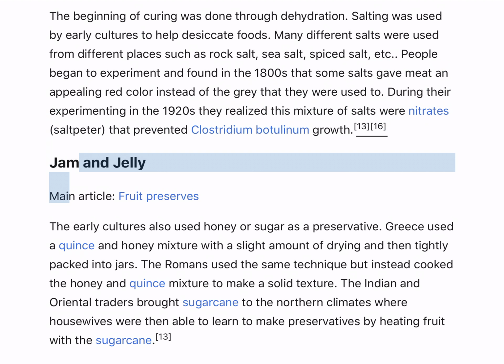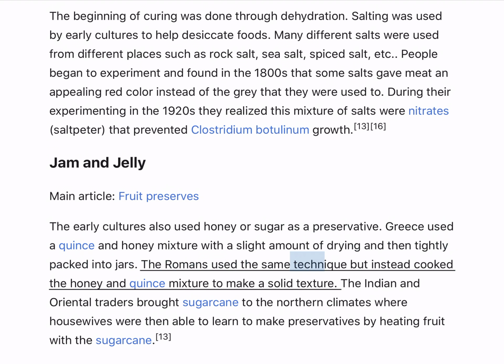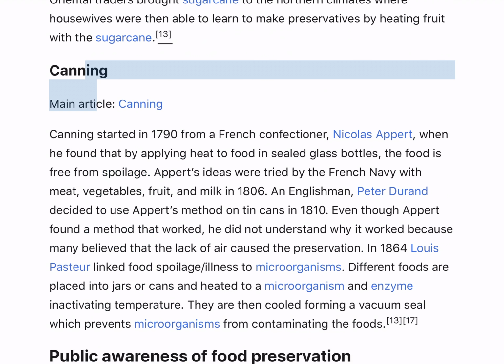Jam and jelly. Main article: Fruit preserves. The early cultures also used honey or sugar as a preservative. Greece used a quince and honey mixture with a slight amount of drying and then tightly packed into jars. The Romans used the same technique but instead cooked the honey and quince mixture to make a solid texture. The Indian and Oriental traders brought sugarcane to the northern climates where housewives were then able to learn to make preservatives by heating fruit with the sugarcane.